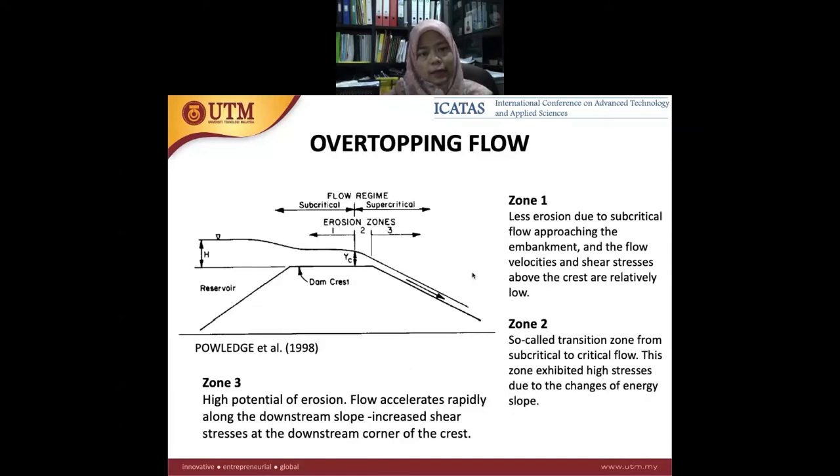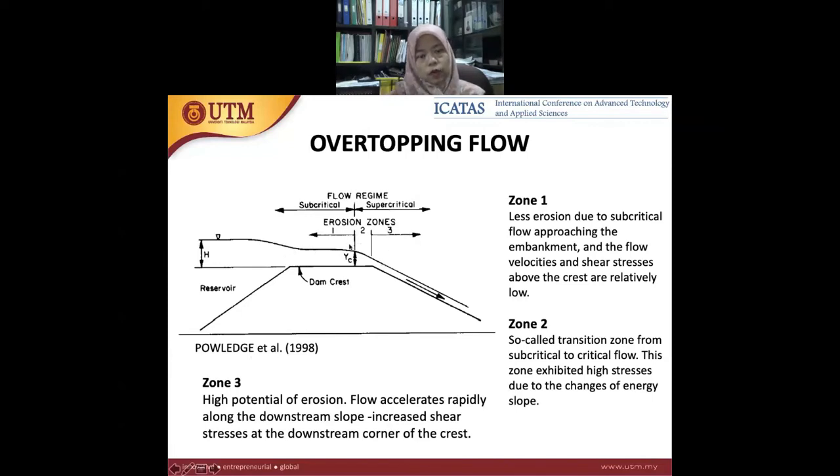Okay, this is the basic theory of overtopping flow. As you can see here, we have a dam, and the flow which overtops the dam, with water flowing from the left. Then we have the flow regime here, and then the erosion zone. This study was conducted by Powledge et al. in 1998. From the study, we found that the erosion zone depends on the flow regime.